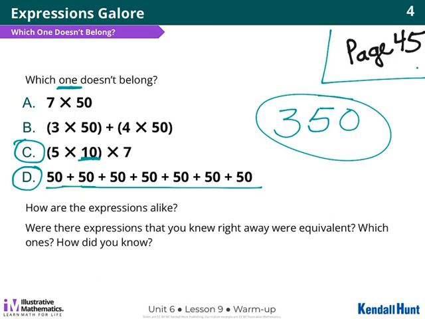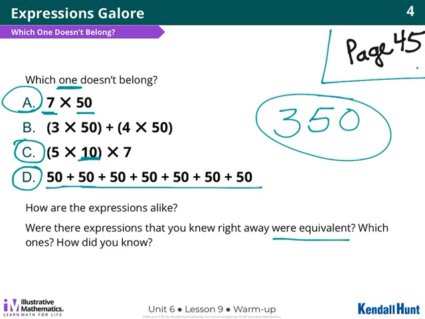All right, Gage, you picked one. 7 times 50 because it's the only one with 2 numbers in it. So it only has 2 numbers. Okay. So were there expressions that you knew right away were equivalent? Which ones and how did you know?